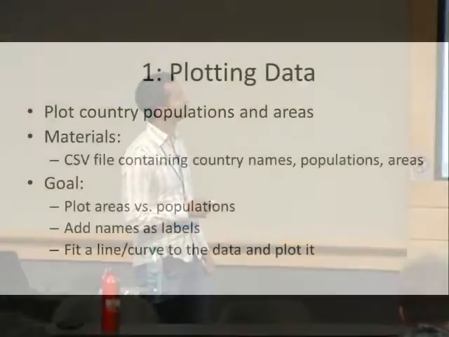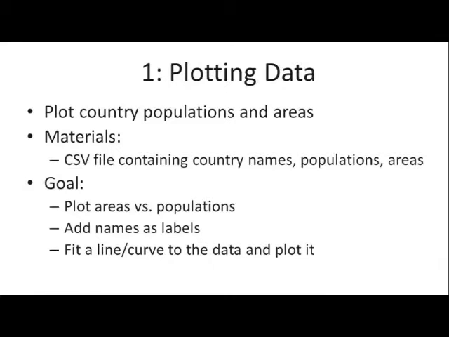So the first one's very basic. It's just about plotting data. If we take a file that's got country populations and names and areas, the goal is to plot the areas versus populations, add some of the names as labels for those points, and then fit a line to that data and plot it. That goes through some interesting Python stuff and gets you into the flow of things.